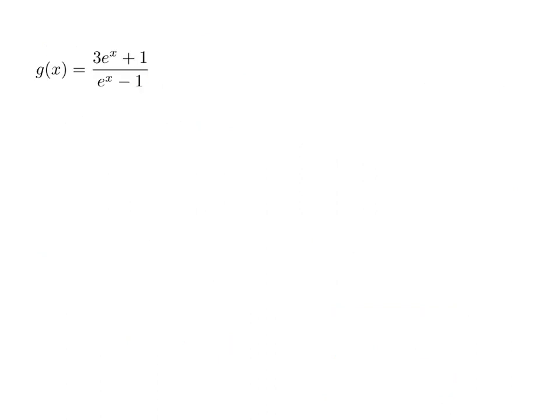Now, what about asymptotes, either vertical or horizontal, on the function g of x? The approach will be the same. I'll start with vertical asymptotes. I'm first going to check to see where the denominator is equal to 0. That is a possible vertical asymptote. So when does e to the x minus 1 equal 0? Well, that's when e to the x is equal to 1.